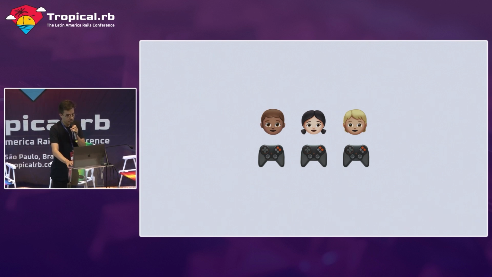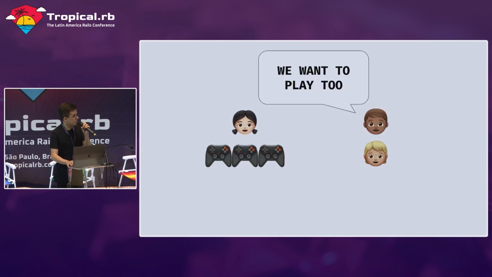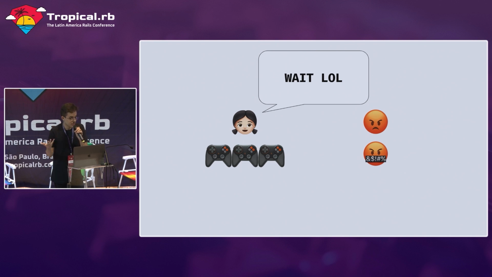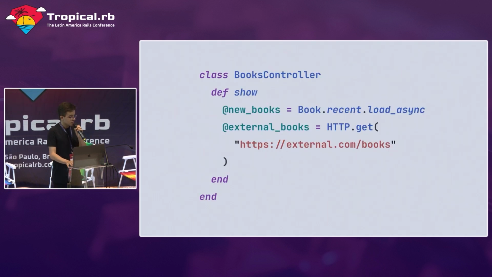But when you have load async, now one user might use several connections. And what if the user uses all of the connections available? Well, the other users will have to wait, and they don't like waiting. So be careful using load async on busy routes. A good use case, though, is when you have an HTTP request and a database query at the same time, so you can basically do them in parallel.